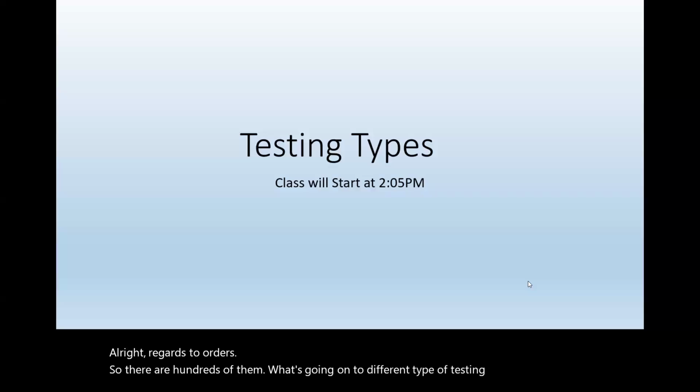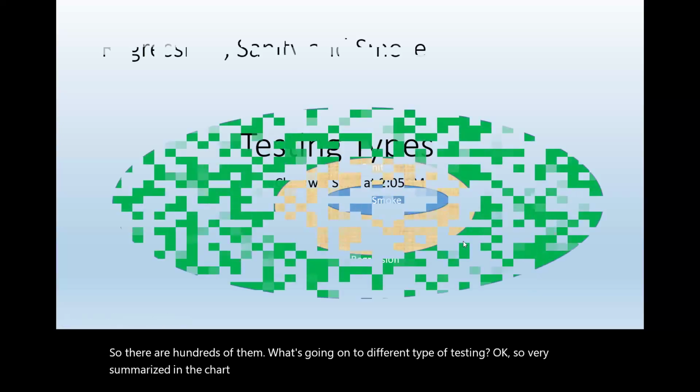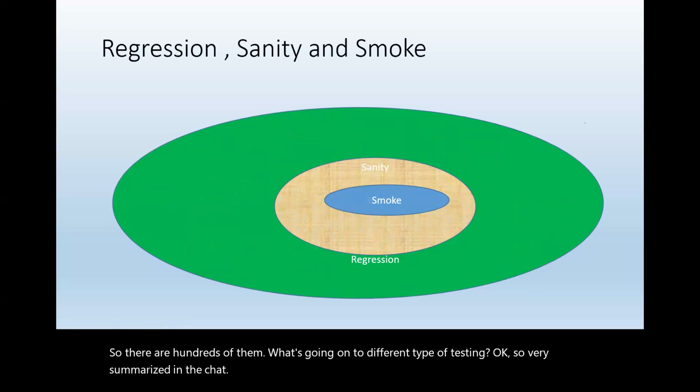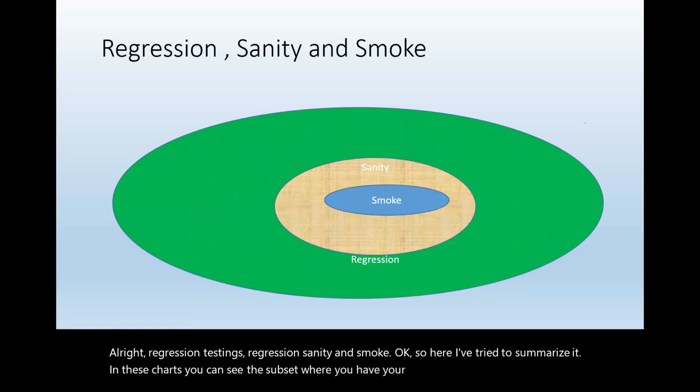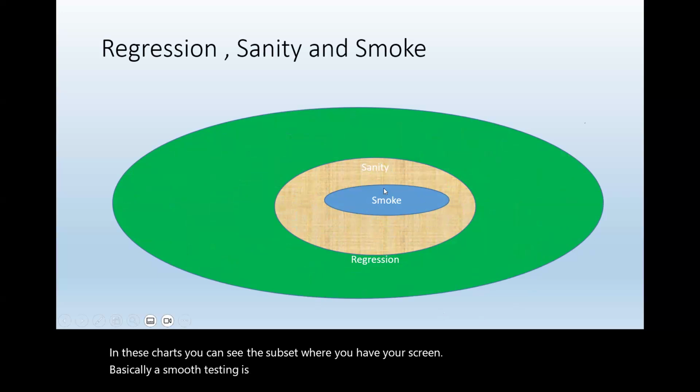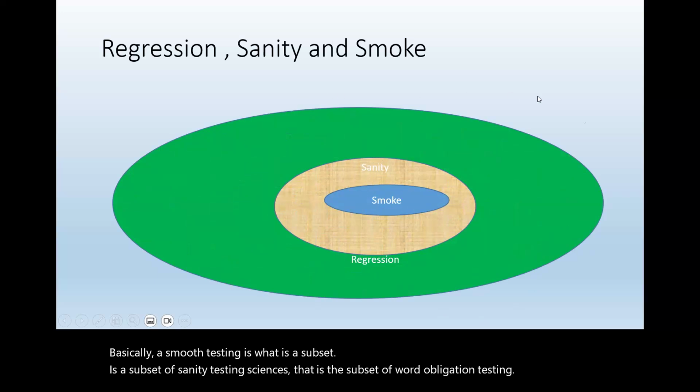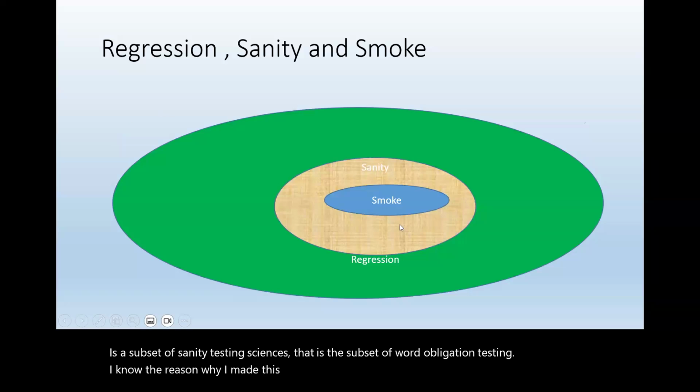Okay. So yeah, I've already summarized this in the chart here. Regression testing, sanity, and smoke. I've tried to summarize it in these charts. You can see the subsets on your screen. Basically, smoke testing is what? It's a subset of sanity testing. Sanity testing is the subset of what? Of regression testing. I know the reason why I made this diagram like this.